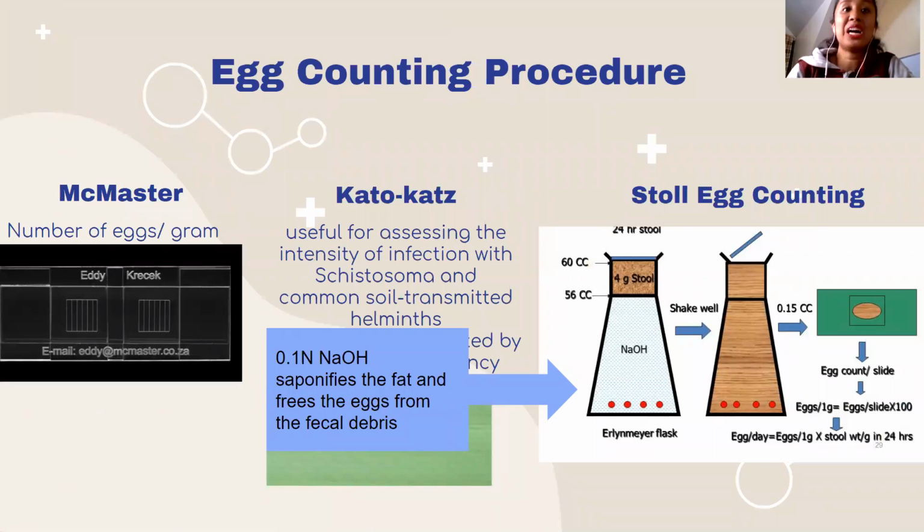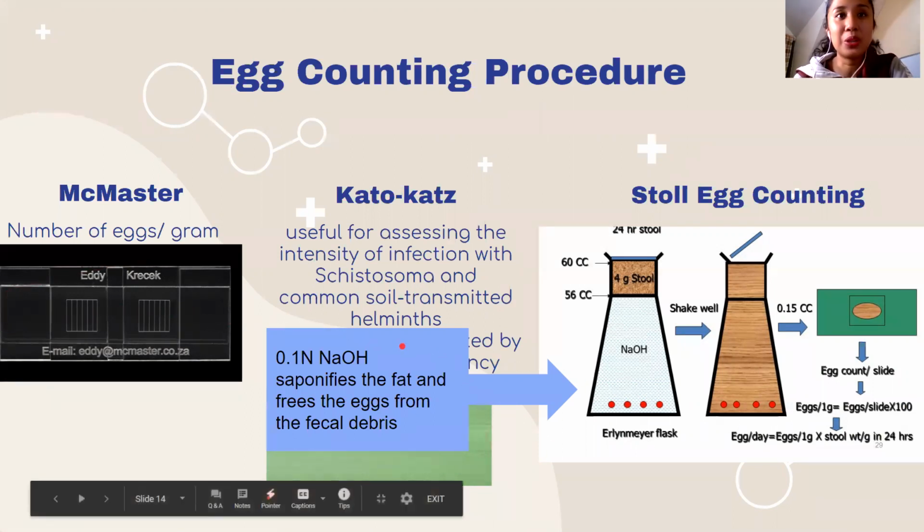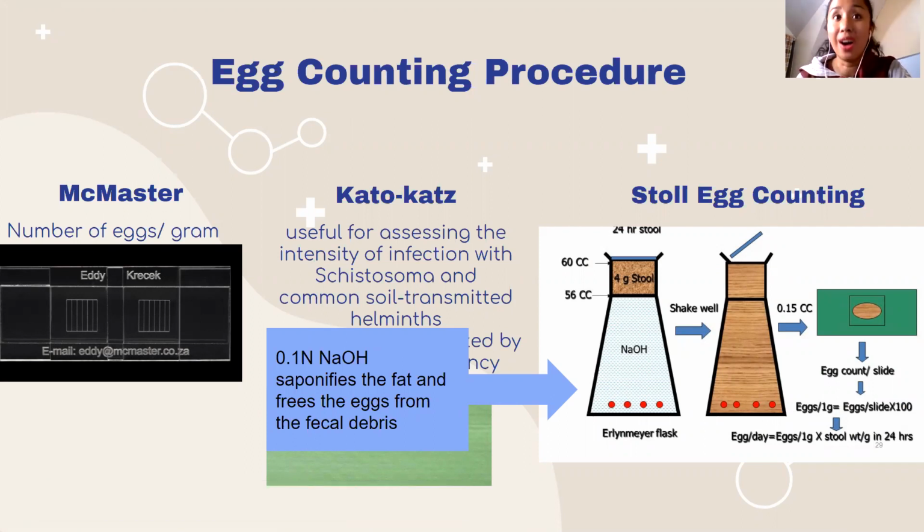Next class, egg counting procedure. In egg counting procedure, usually what we only count are your ova. Ova from your helminths, not your cysts, not your trophozoites, not your oocyst. Okay? So, guys, we have 3: McMaster, Kato-Katz, and Stoll egg counting.